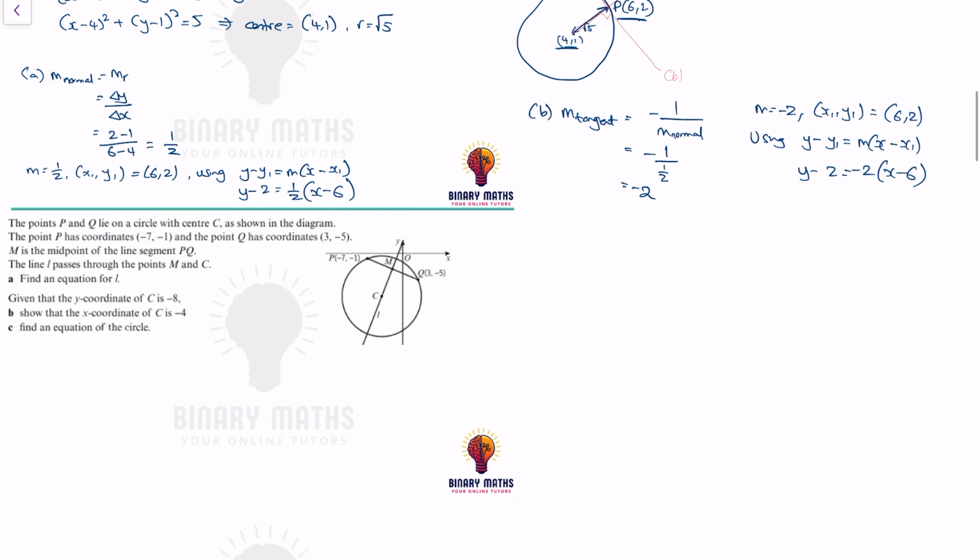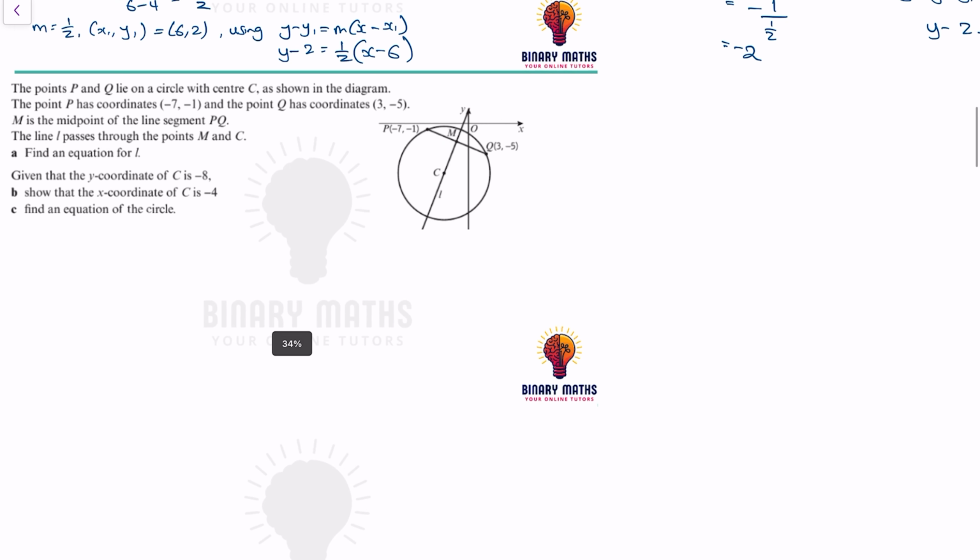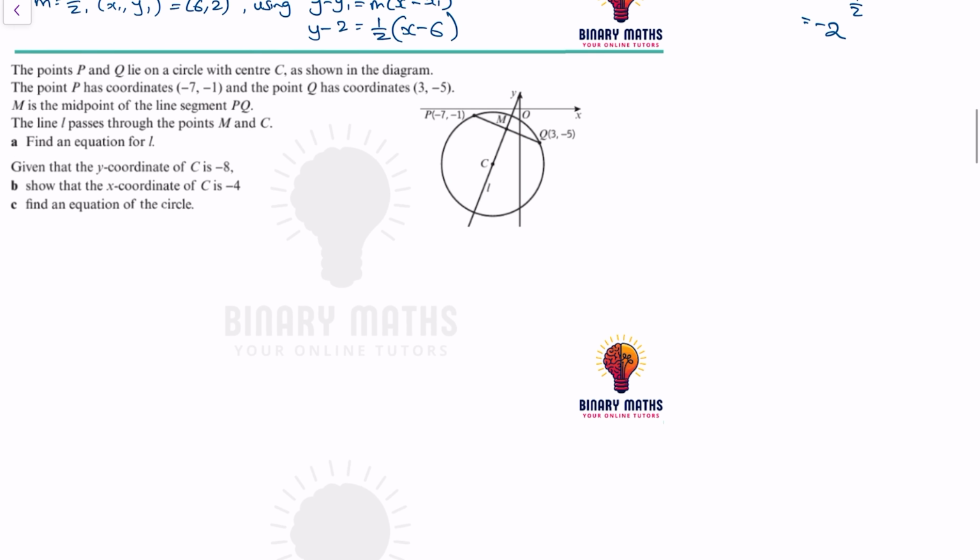Okay, let's go to the next example. So it says the points P and Q lie on a circle with center C as shown in the diagram. The point P has coordinates -7, -1, and Q has coordinates 3, -5. M is the midpoint of the line segment PQ. So if it's a line midpoint, I know that this must be perpendicular there. The line L passes through the points M and C. Find an equation of L.